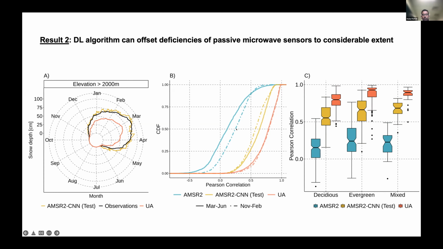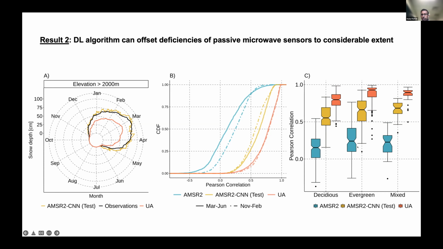So again, this is encouraging in that the machine learning algorithm seems to do pretty well compared to UA, the University of Arizona dataset, during both the melt as well as the deep snow season. The melt is also a period where the microwave based retrievals are documented to struggle.